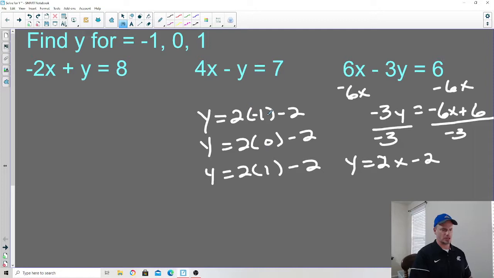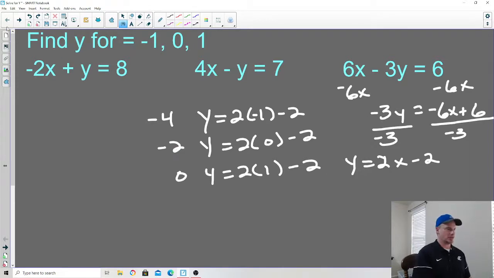Okay, so 2 times -1 is -2, minus 2 is -4. I'll put it over here. 2 times 0 is 0, minus 2 is -2. 2 times 1 is 2, minus 2 is 0. And there's our numbers, and there is a pattern. I'm going down by 2's each time.